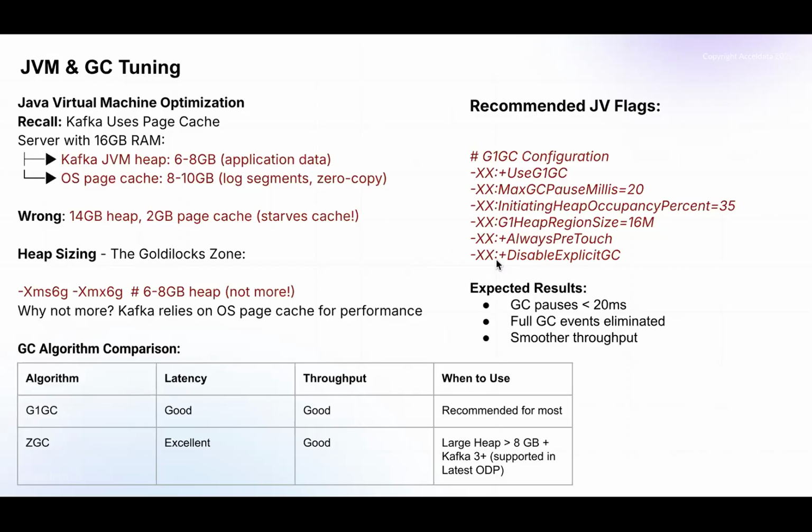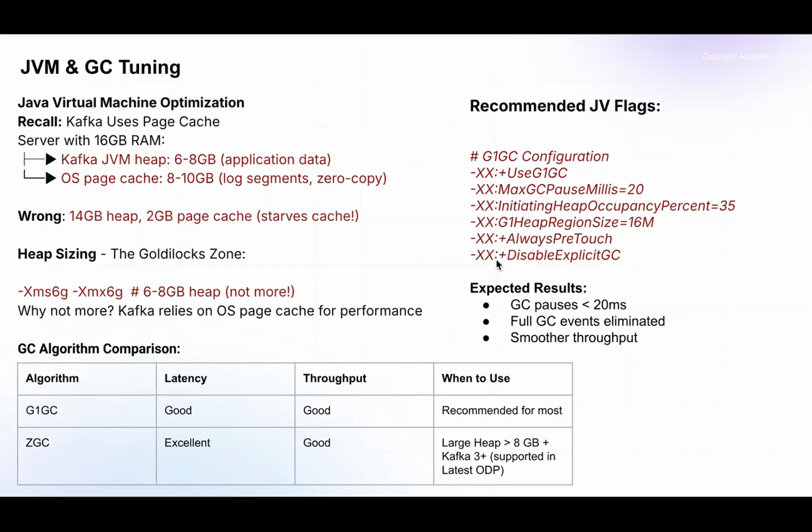Use these JVM flags. Okay, Xms 6 GB and Xmx 6 GB to set 6 GB of heap always. Always set minimum and maximum to the same value to avoid dynamic resizing. For garbage collection, I recommend G1GC for most use cases. It provides good latency with good throughput. Set MaxGCPauseMillis to 20 to target a 20 millisecond pause time, and InitiatingHeapOccupancyPercent to 35, which means start a concurrent GC when the heap is 35% full.